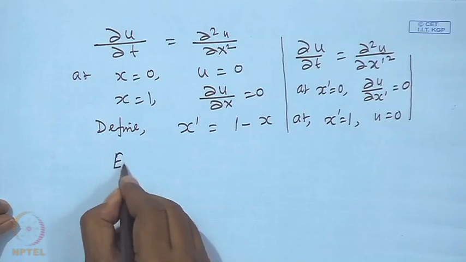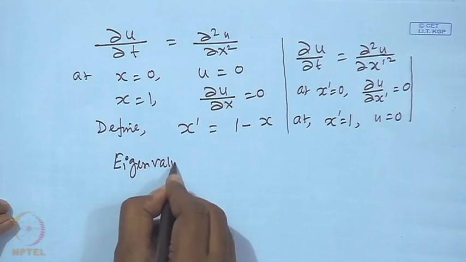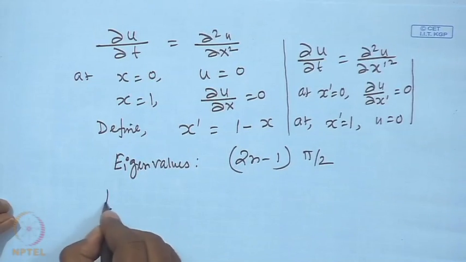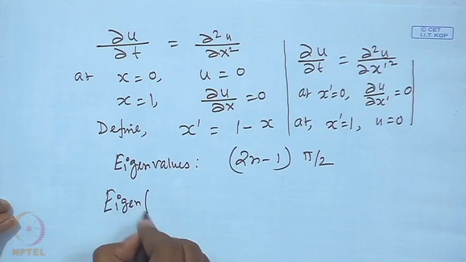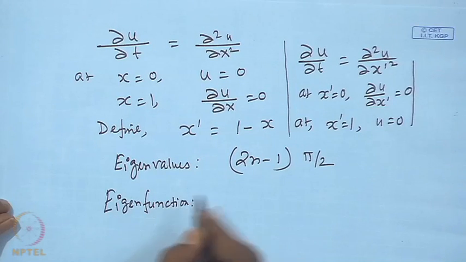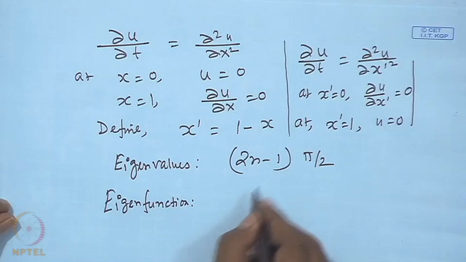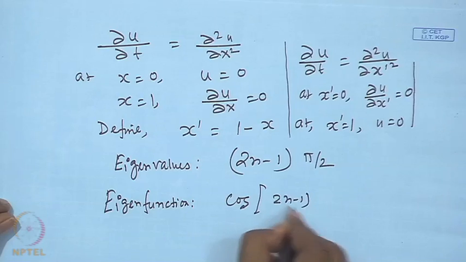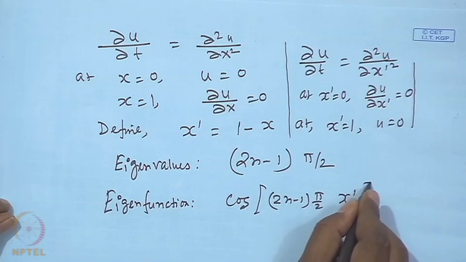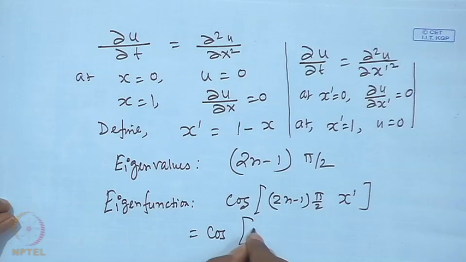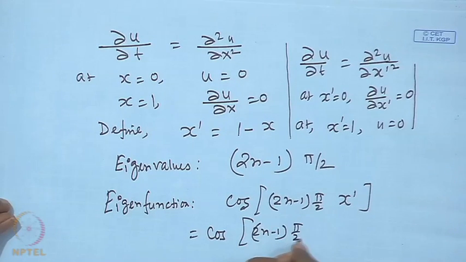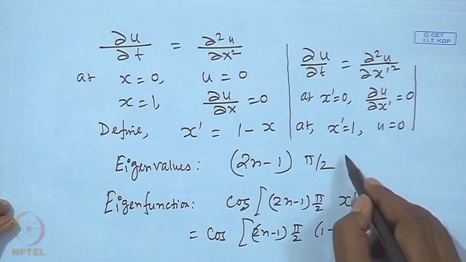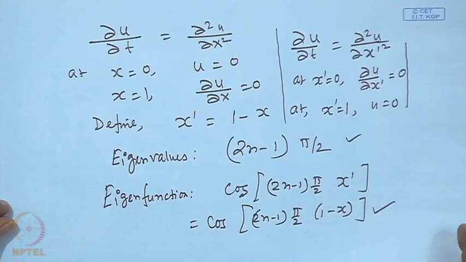Therefore, the eigenvalues become 2n minus 1 pi by 2, and the eigenfunctions become cosine 2n minus 1 pi by 2 x prime. So, they become cosine 2n minus 1 pi by 2 times 1 minus x in the original variable. So, this will be the final form of the eigenvalues and the final form of the eigenfunctions.